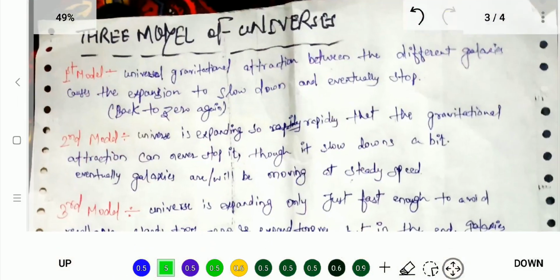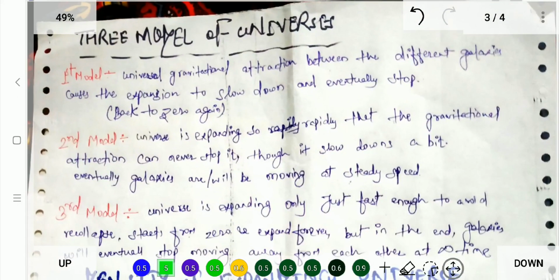Now let's move to three models of the universe. This is the best part. Let's dive into this. The first model says that the universal gravitational attraction between two different galaxies causes the expansion to slow down and eventually stop. That means it may happen that galaxies move away from each other, but because of their gravity they will eventually stop and they will eventually collide. So everything in the universe will collide and go down to a big explosion, back to zero again. It means that the universe will collapse due to its gravity.